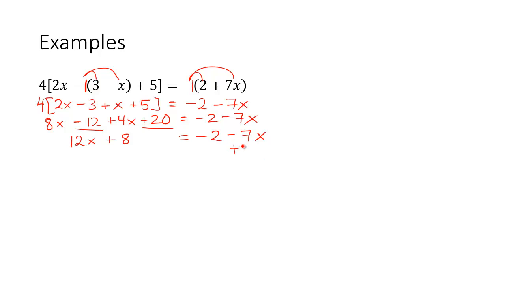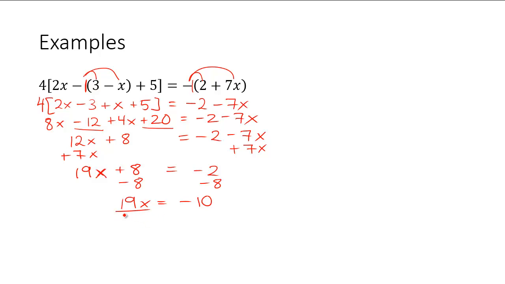So we can add this 7x to both sides, resulting in 19x plus 8 equals negative 2, and negative 7x plus 7x goes away and becomes 0, so we don't need to write it. We want to isolate x because we want to know what it is, so we can subtract 8 from both sides. That'll leave us with 19x equals negative 10.